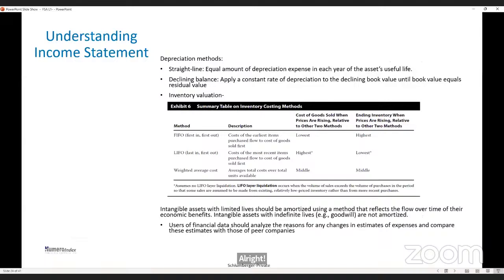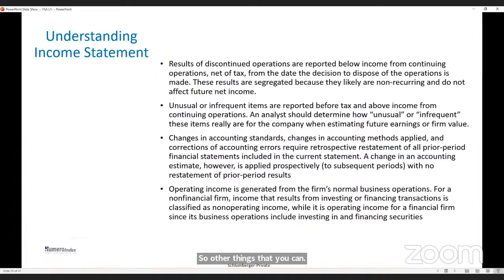So other things that you can look out for during your study is the result of discontinued operations. They are usually presented like a pseudo line, net of taxes, below the income from continued operations. Also look out for unusual or infrequent items that are reported before tax or above continued operations. As an analyst, you should determine how unusual or infrequent items really are for the company when you are estimating the future value. Also look at the changes in accounting standards.